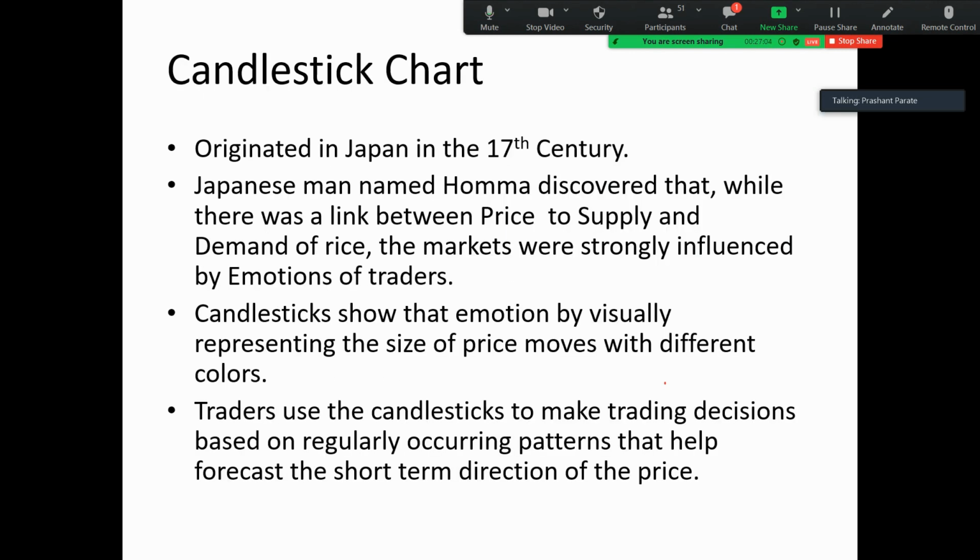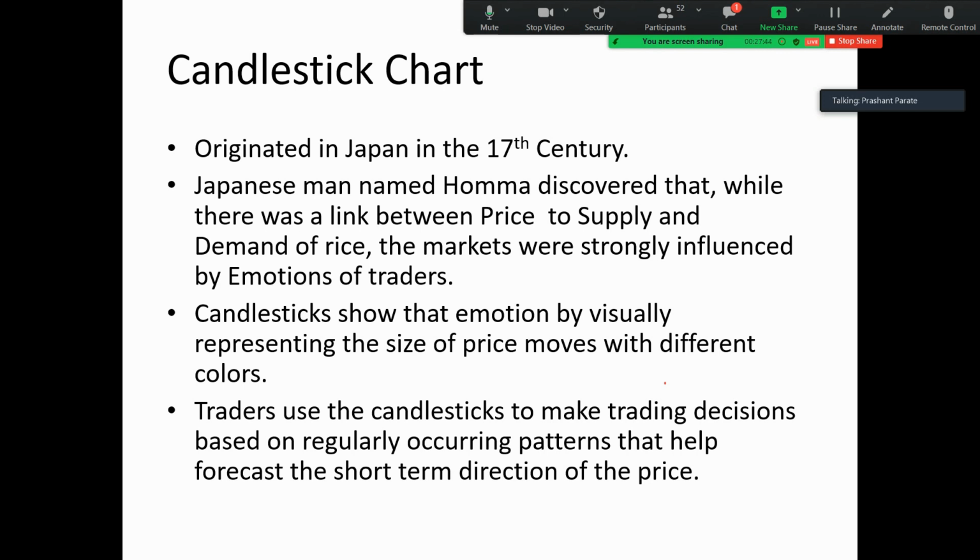Candlestick chart originated in Japan in the 17th century and was found by a Japanese man. He found that there was a link between the price and the supply and demand of rice, and markets were strongly influenced by the emotions of traders. So he devised the candlestick chart to show that emotion by visually representing the size of price moves with different colors. For example, for up closing candles he used green color and for down closing candles he used red color. Different colors can be used as per the trader's convenience, but this is most commonly used.